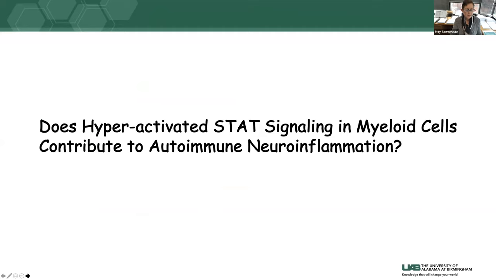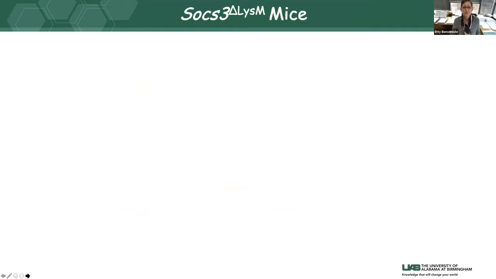So there's been a lot of literature on how the JAK-STAT pathway in T cells contributes to MS and EAE, but much less is known about what was happening in myeloid cells. So we asked a question: does hyperactivated STAT signaling in myeloid cells contribute to autoimmune neuroinflammation?